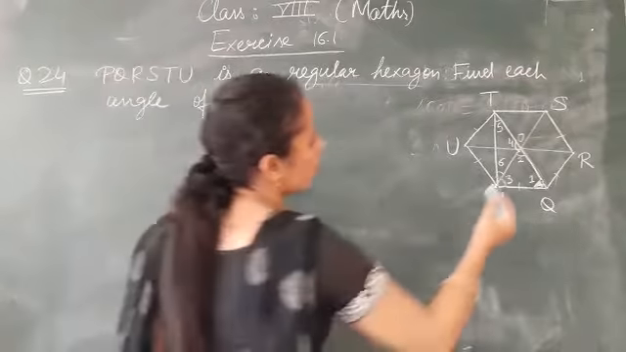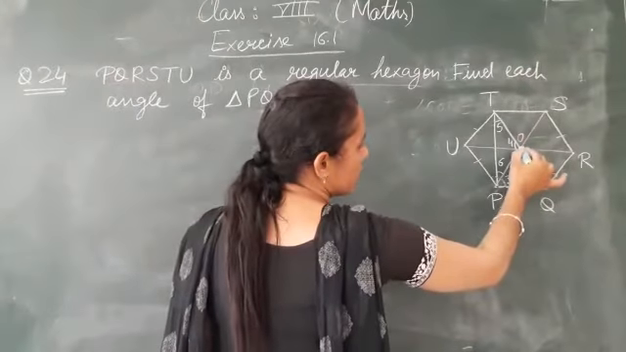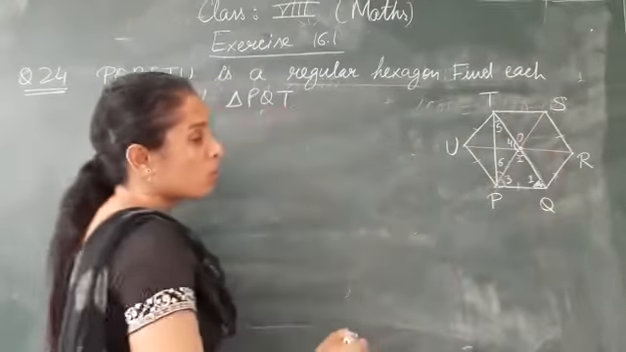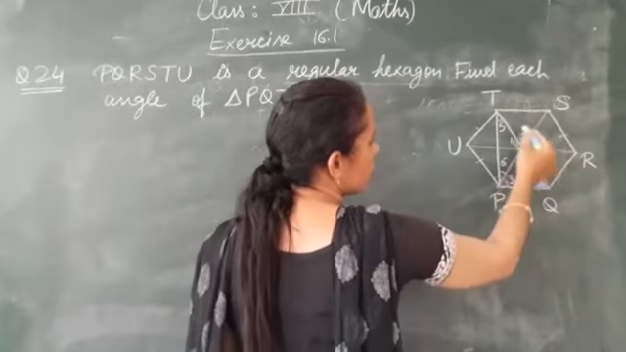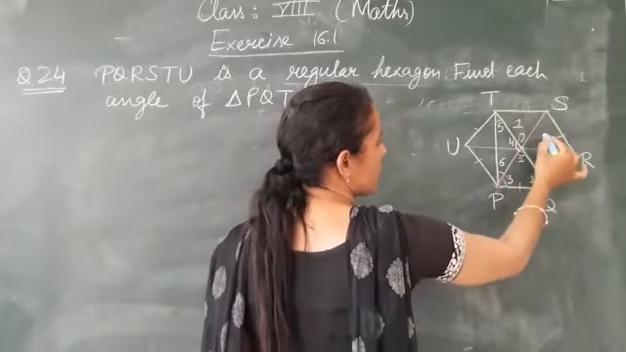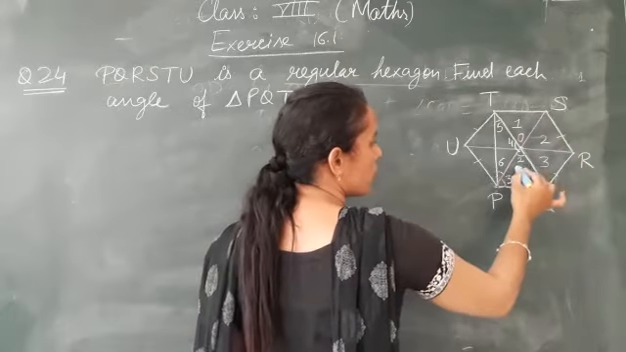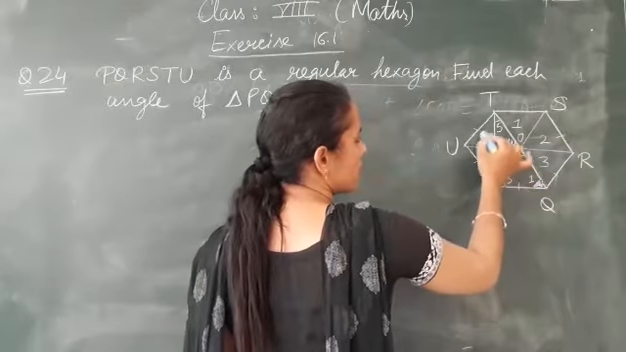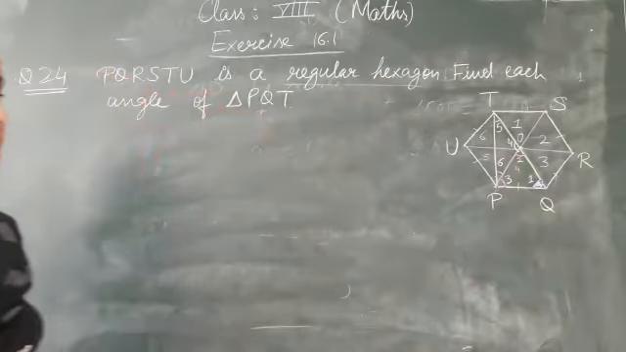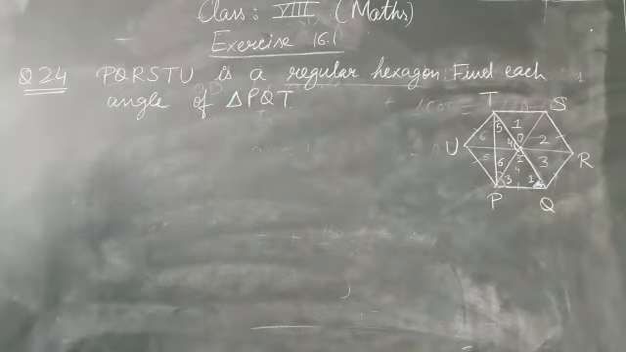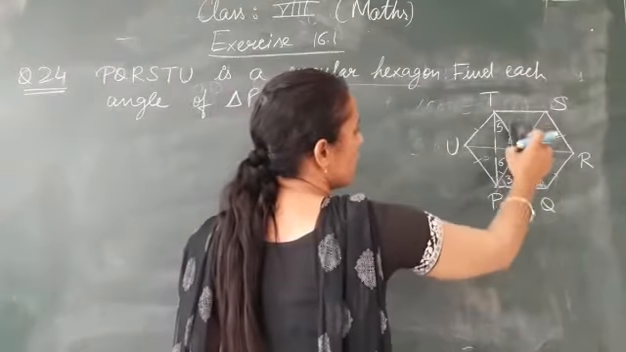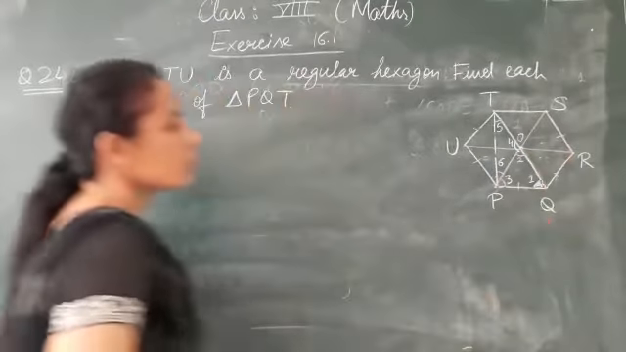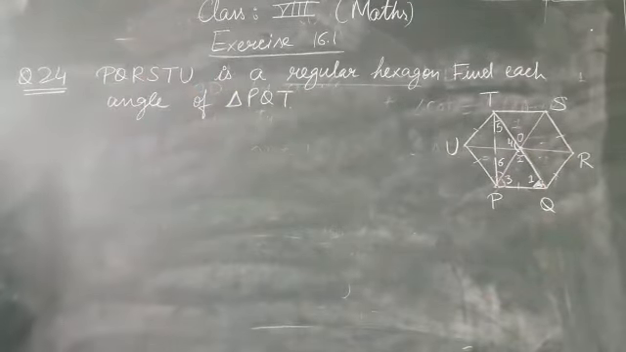So see, when you join, this is the center point, we have taken O. So when we join this center point with all the vertices, then you can see that there are 6 triangles formed. 1, 2, 3, 4, 5 and 6. So these triangles are equilateral triangles. So we know that in an equilateral triangle, each angle is of 60 degrees.